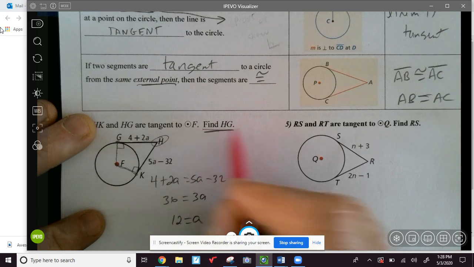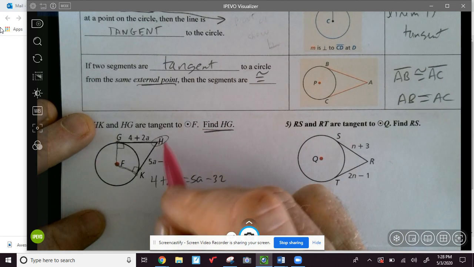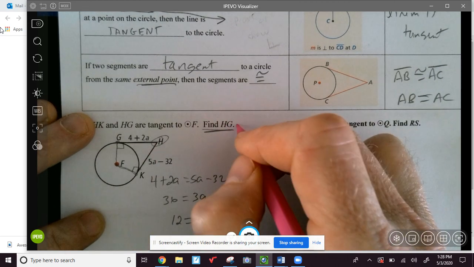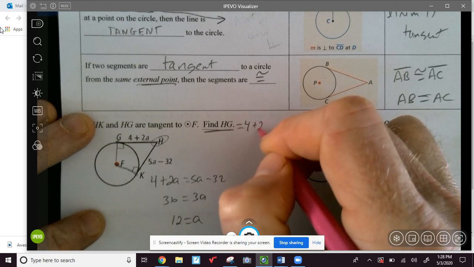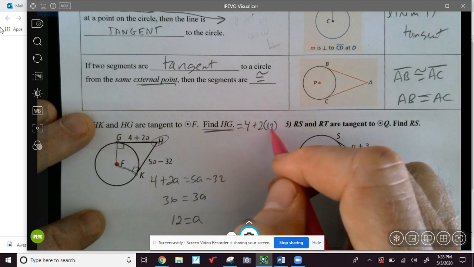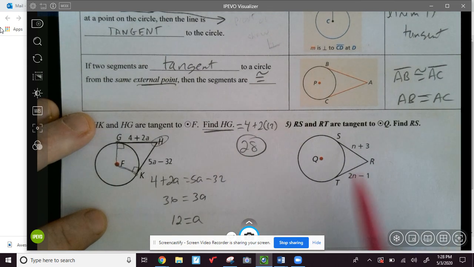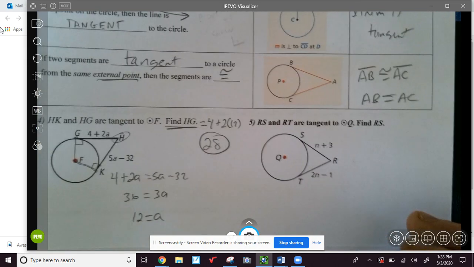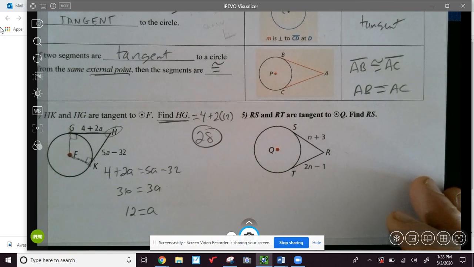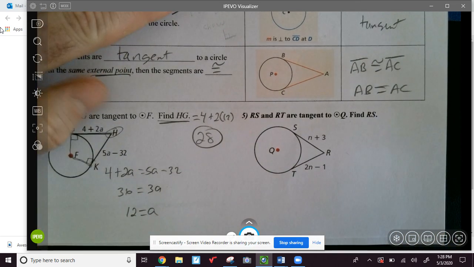But I'm not looking for a. I'm looking for HG. To take HG is 4 plus 2 times 12. 24 plus 4 would be 28. All right, you guys do number 5 quickly. Think through the problem like I just did.